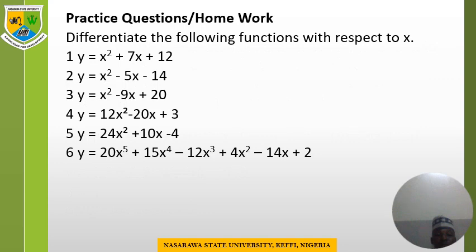Here are some practice questions and homework. Differentiate the following function with respect to x. Number one, y is equal to 2x raised to power 2 plus 7x plus 12. This is a practice question and homework from number one. If you go home, you can practice it.